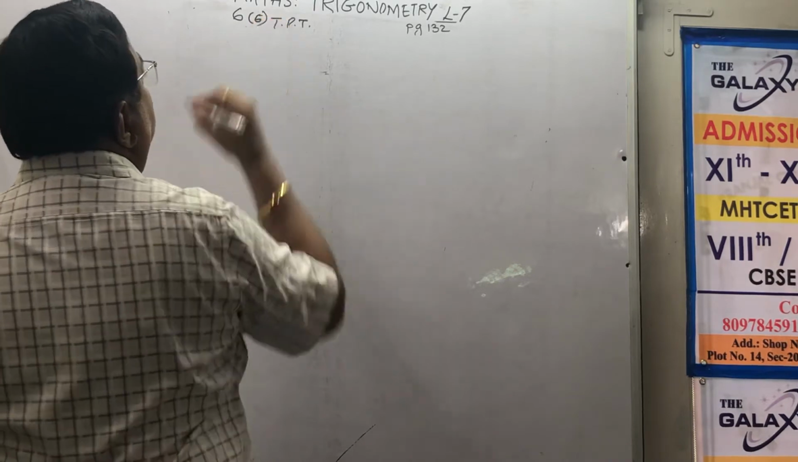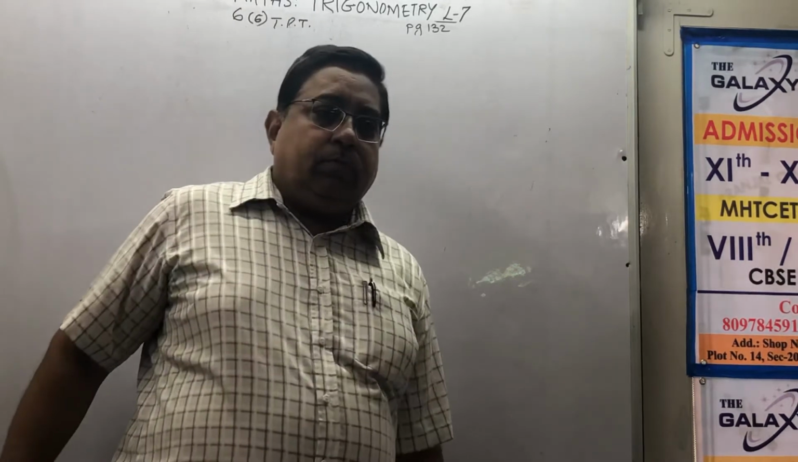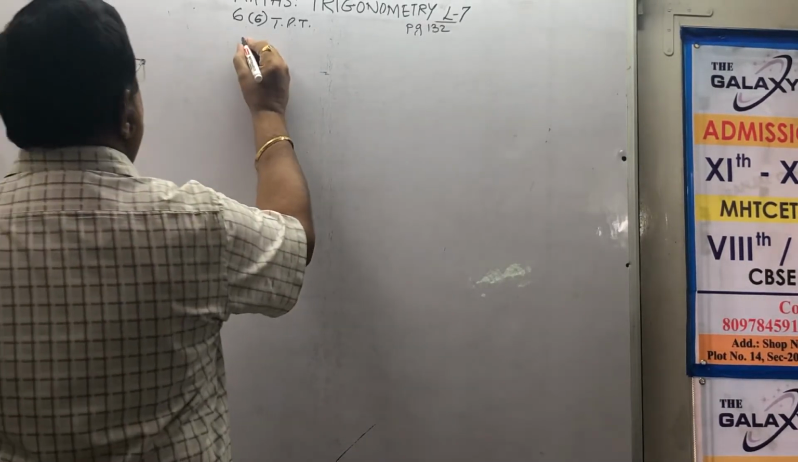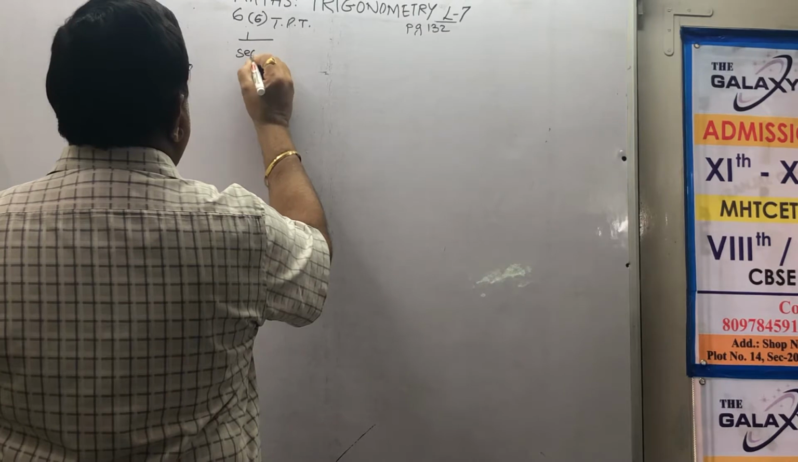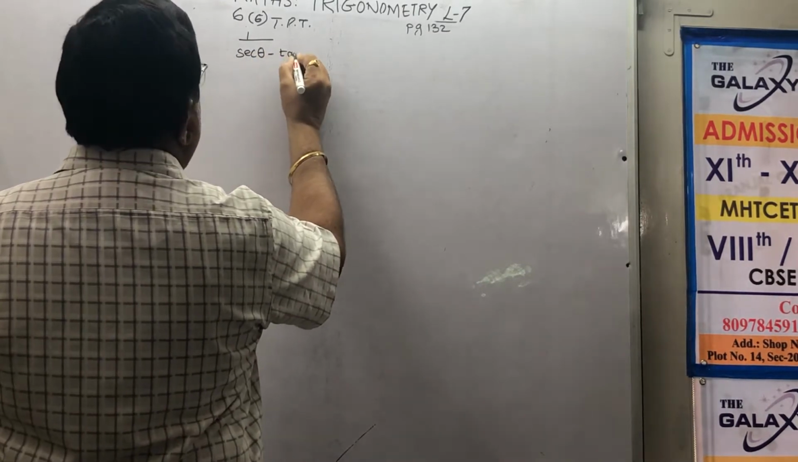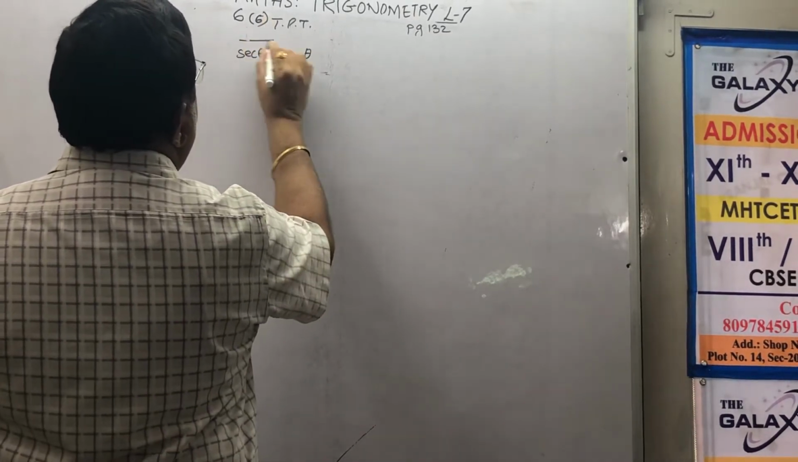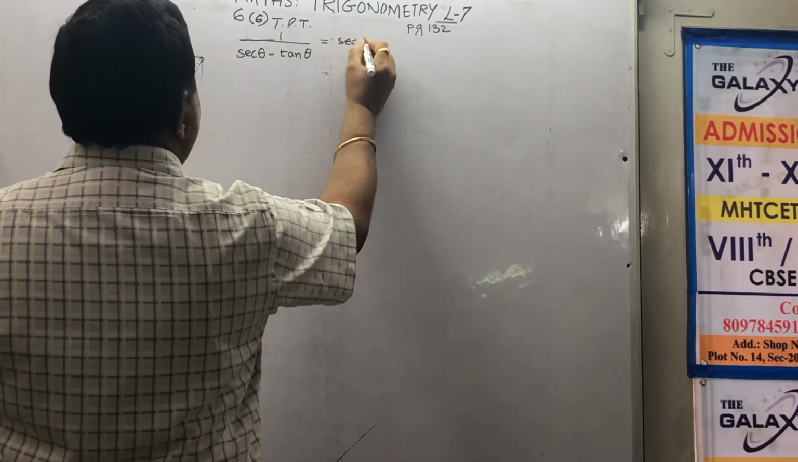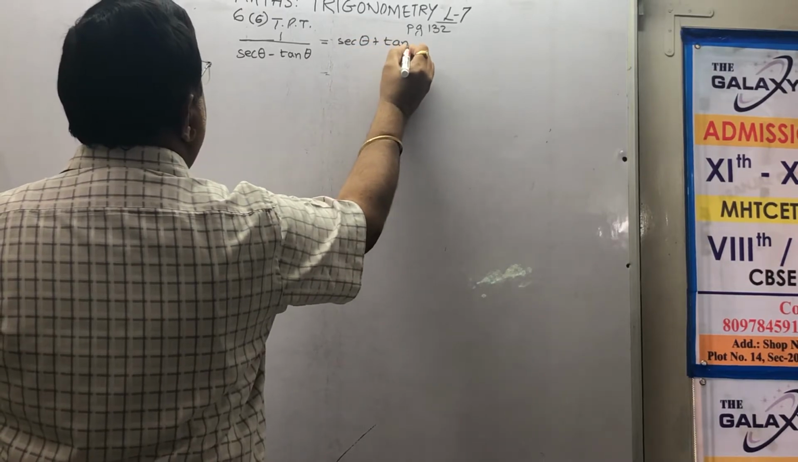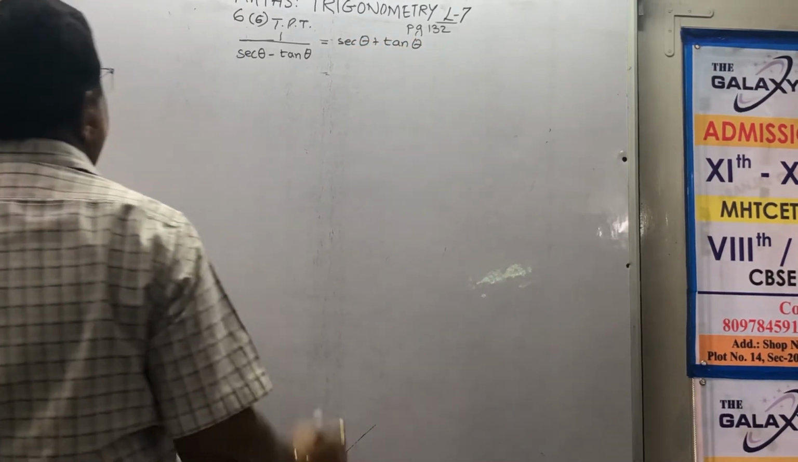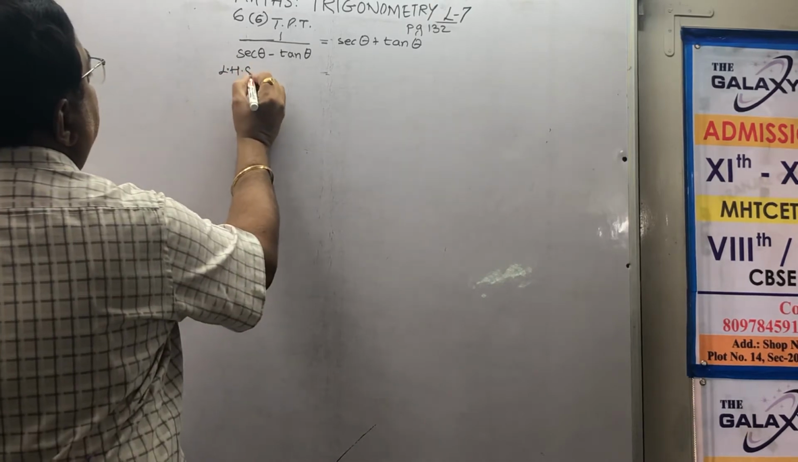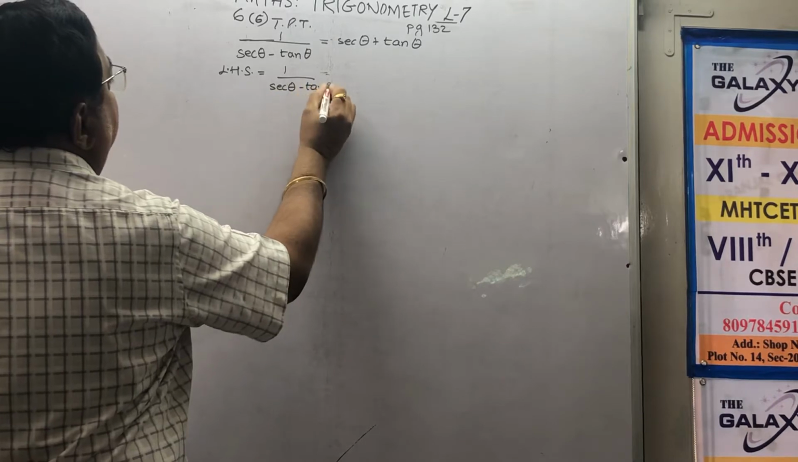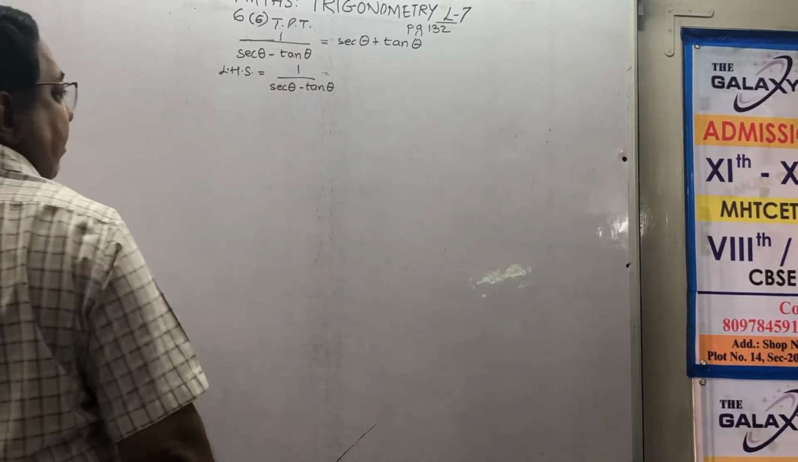Sum number 6 on page number 132. What does the sum say? The 6th sum says to prove that 1 upon sec theta minus tan theta is equal to sec theta plus tan theta. This is what we have to show. First, left hand side is equal to 1 upon sec theta minus tan theta. First, we will write the left hand side.